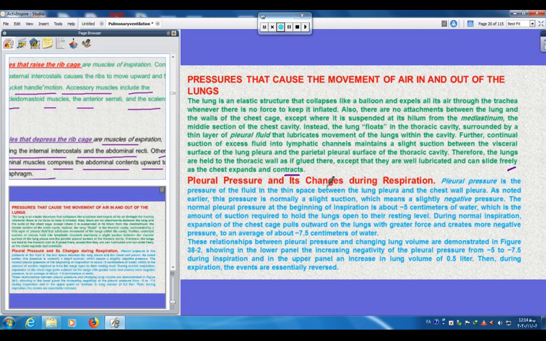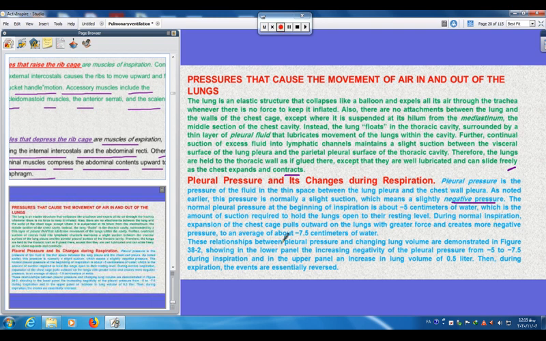Pleural pressure and its change during respiration. Pleural pressure is the pressure of the fluid in the thin space between the lung pleura and the chest wall pleura. As noted earlier, this pressure is normally a slight suction, which means a slightly negative pressure. The normal pleural pressure at the beginning of inspiration is about -5 centimeters of water, which is the amount of suction required to hold the lungs open to their resting level.